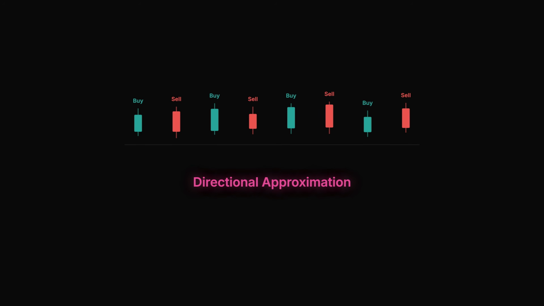The limitation worth understanding is the data source. The buy and sell split is calculated by counting whether each 1-minute subbar closed up or closed down, which is a directional approximation rather than true bid-ask data.